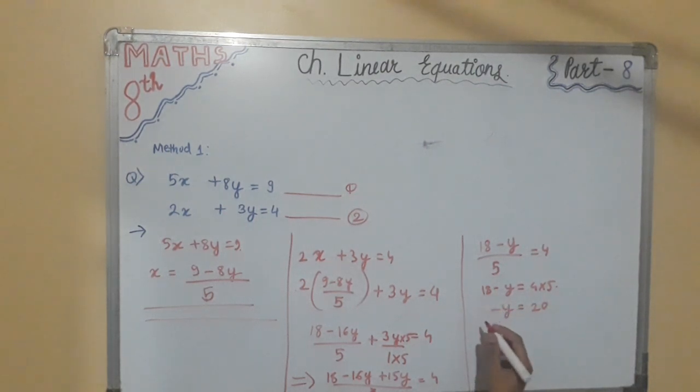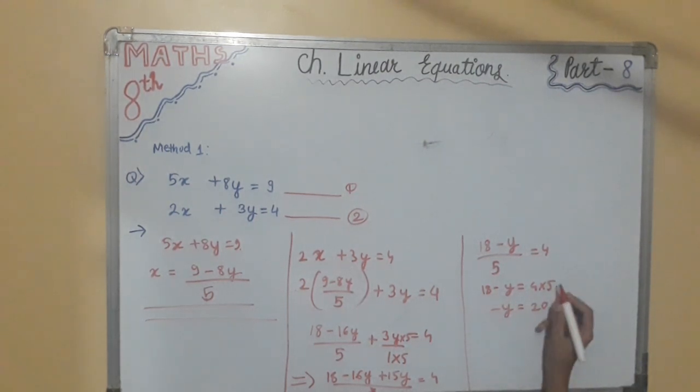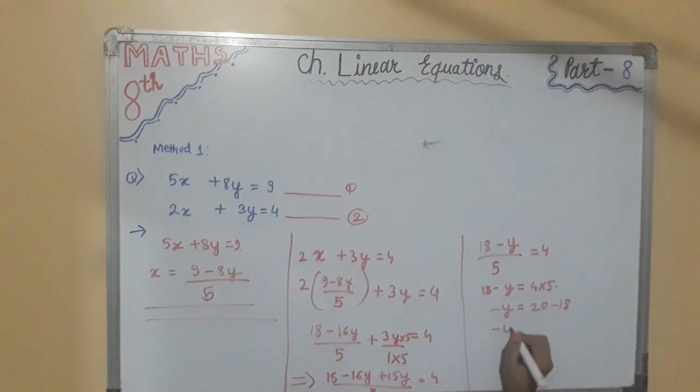This 18 was in addition, it will go in subtraction. Minus 18. Minus y is equal to 2. Therefore, y is equal to minus 2. In this equation, we have got the value of y and the value is minus 2. Now we have to find the value of x.